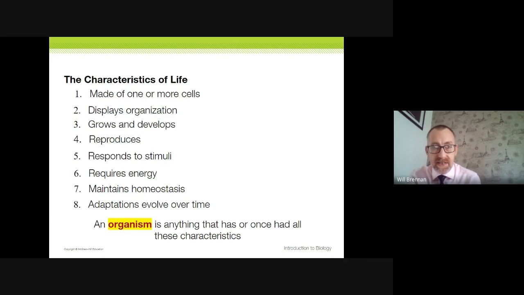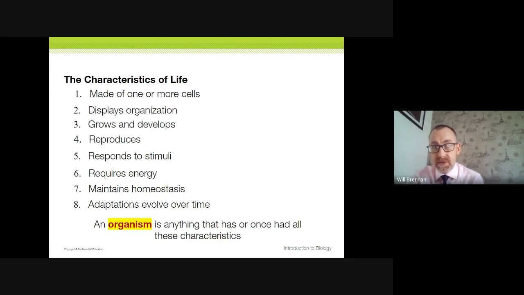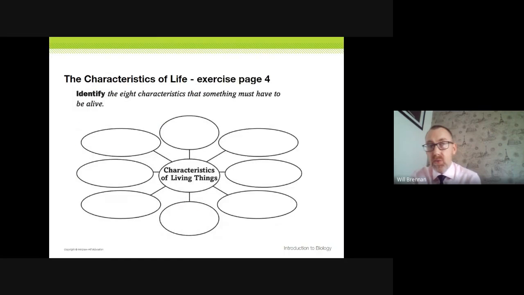The next exercise in your worksheet that I want you to complete is this table. What are the 8 characteristics of living things? You can go back and use this slide, or you can wait until we have finished. If you want to do it now, pause the video. What we will do is continue with a little bit more detail about each of the 8 characteristics.